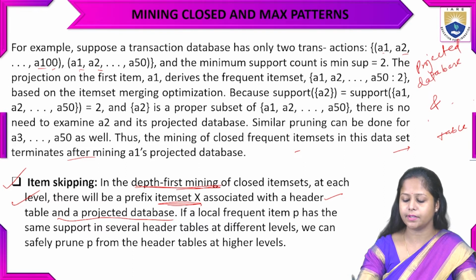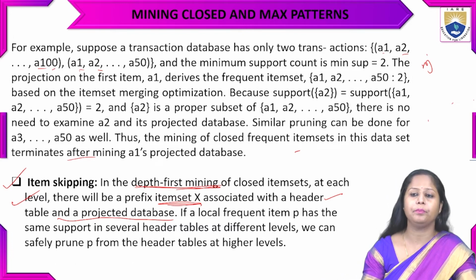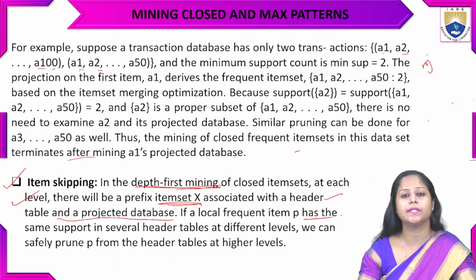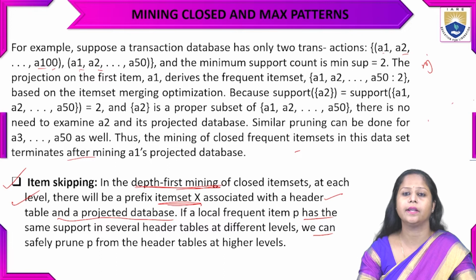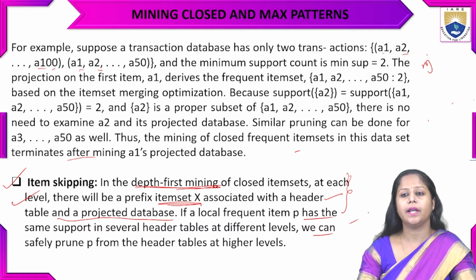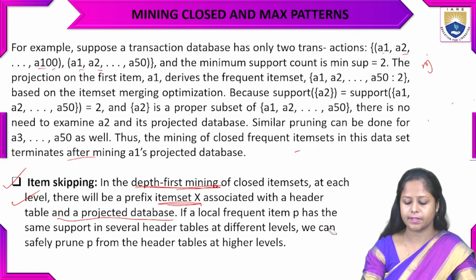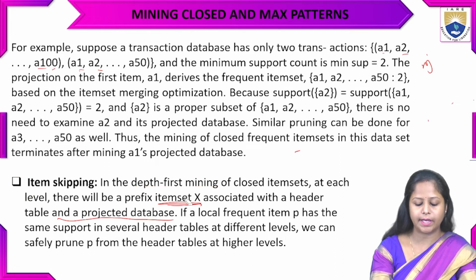So this is the condition we need to check. If a local frequent item P has the same support in several header tables at different levels, we can safely prune it from the header table at higher levels. So that was the condition we need to check. After that, if we have a local frequent item that has the same support in header tables at different levels, we can also prune that safely.